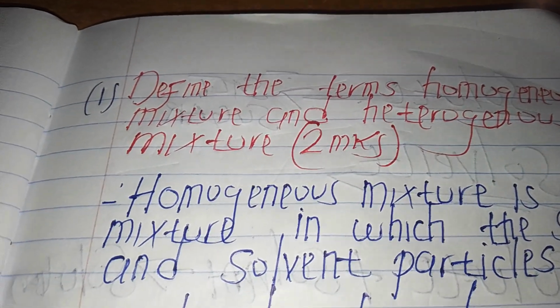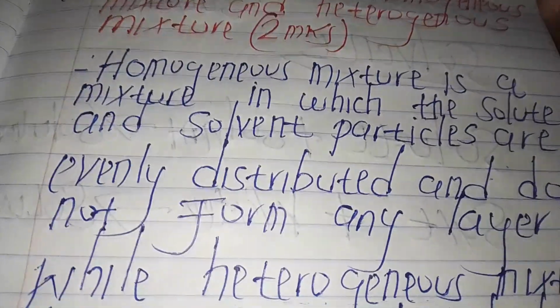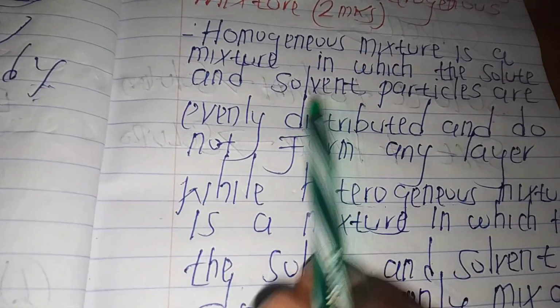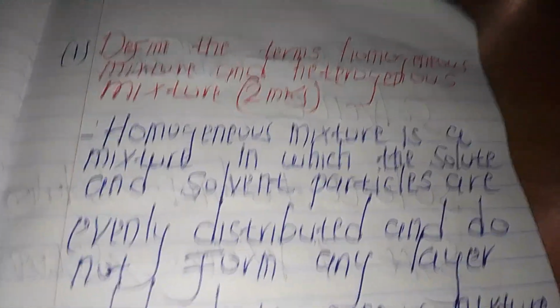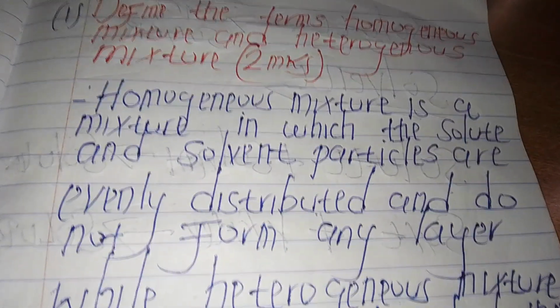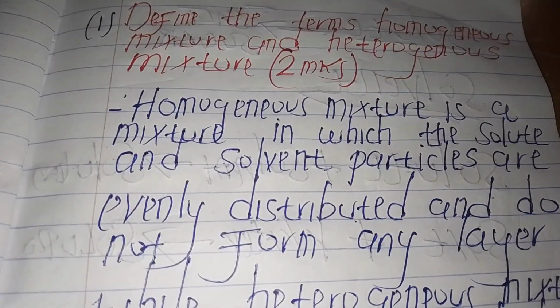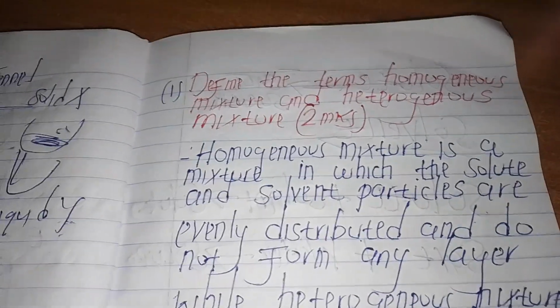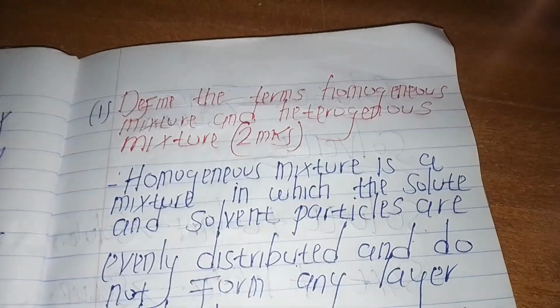Mixture. So homogeneous mixture is a mixture in which the solute and the solvent particles, are we together? Yes. They are evenly distributed and do not form any layer. So layer is not being formed. Are we together? Yes. In that case, we don't have any layer. No layer is being formed in that case. While if you have some mixtures, layers will always be formed. Are we together there?